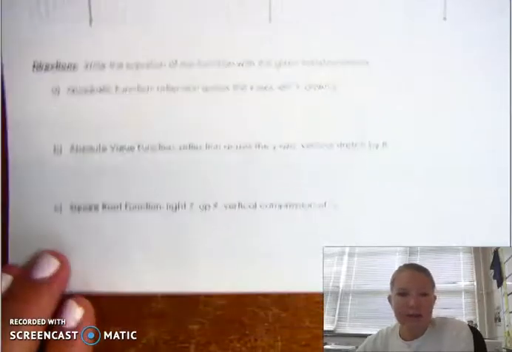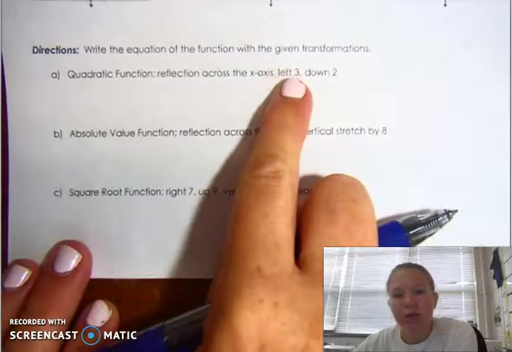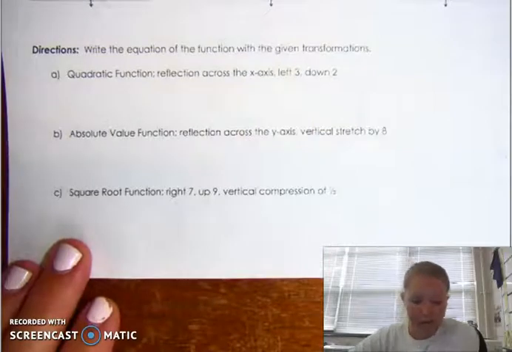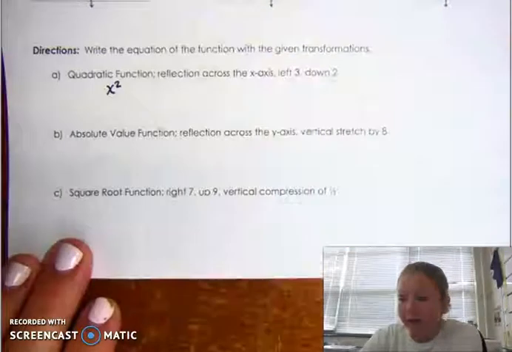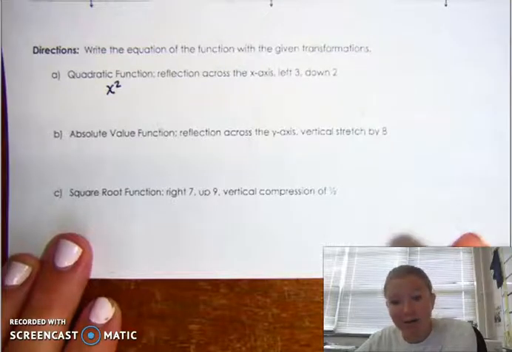This next section, we are given the parent function, we're given a description, and we have to come up with the actual function. So we're working backwards here. So this first one is talking about a quadratic function. I know that's x squared as a parent function. We're going to reflect it across the x-axis. So that's going to go on the outside of the operation.